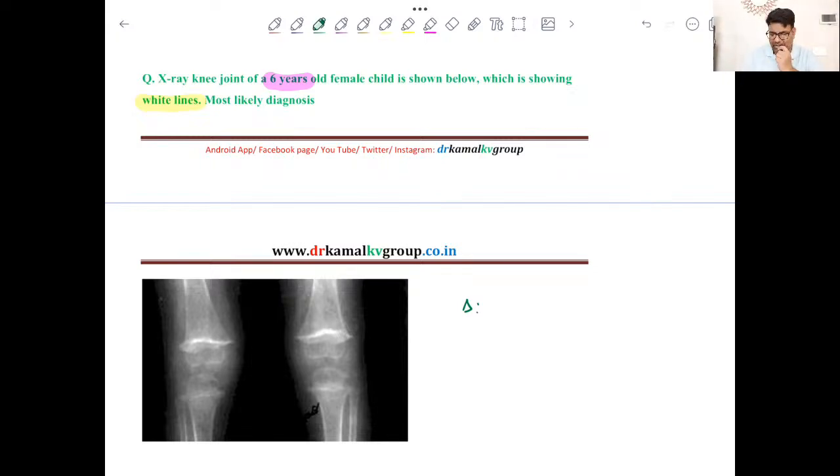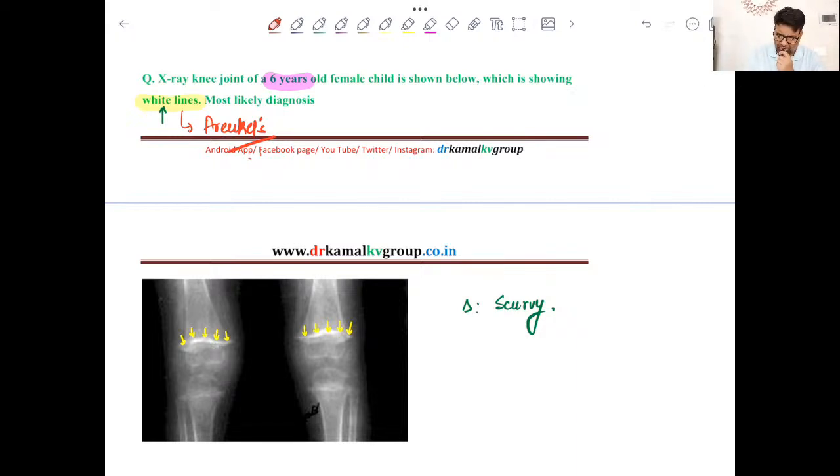Anyone who can answer this? See, white lines. And if I show in the X-ray, you can see this is the white line at the metaphysis on both sides, both the lower ends of femur. Very good, Pragati, very good. So this is a classical case of scurvy, and these white lines are actually white lines of Frankel, right? So no problem, sometimes we just mix up. So these are white lines of Frankel.